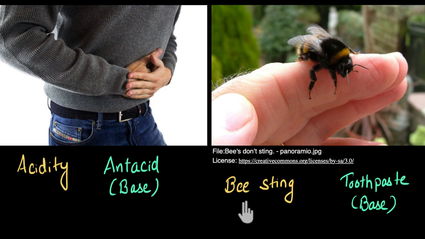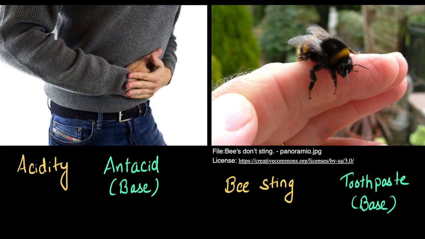Similarly, when a bee stings you, the sting injects an acid into your body, which hurts and burns. And when you apply toothpaste or baking soda, both of these have a base in them, and the base and the acid cancel each other's effect out. That's why you get relief here. So we can see a common pattern: acid and base cancel each other's effect out.